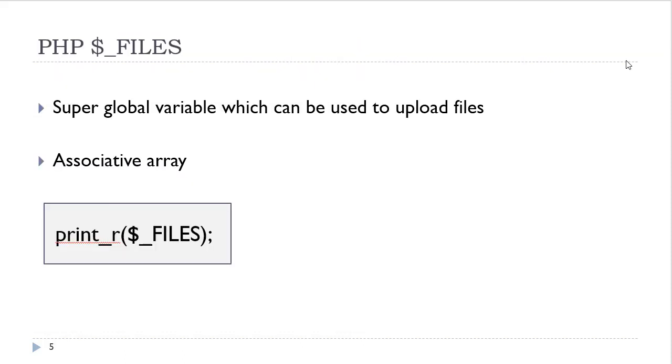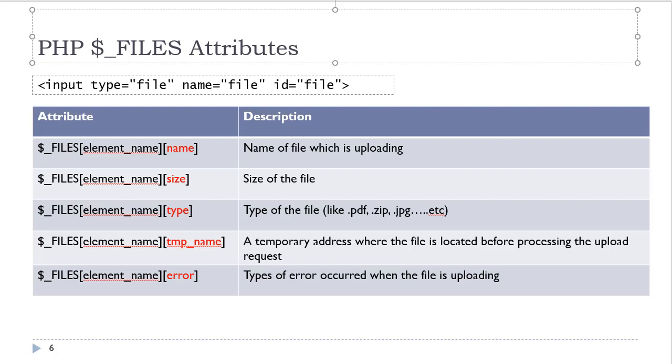The $_FILES superglobal variable is used to upload files. This is an associative array, therefore we can use the print_r function to return the different values of the elements of that array. So the $_FILES variable, which works with the form element, has several different attributes which will return values that we can use in working with a file upload.